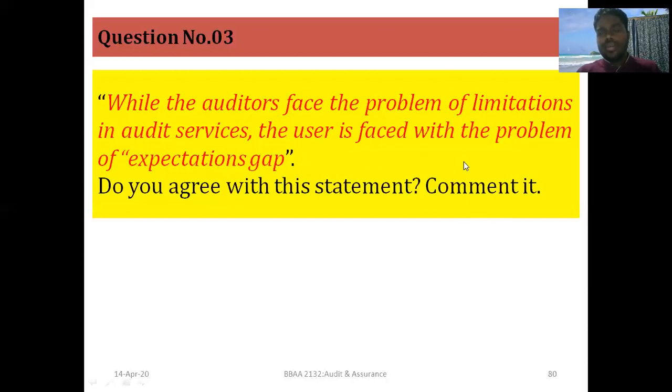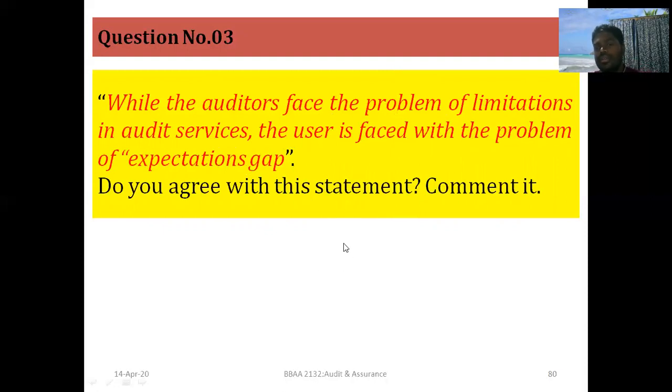So how to approach this question? First, you can say what the meaning of expectation gap is. Simply you can say the first point: expectation gap is the difference between the expectation or perception of the users of the audit report and the actual outcome delivered by the auditor under his or her legal responsibilities. Further you can say the expectation gap simply means the misunderstanding of the users on the audit engagement. That's all. Further, because the question is why the auditors face a problem of limitation in audit service while users face the problem of expectation gap, did you agree?